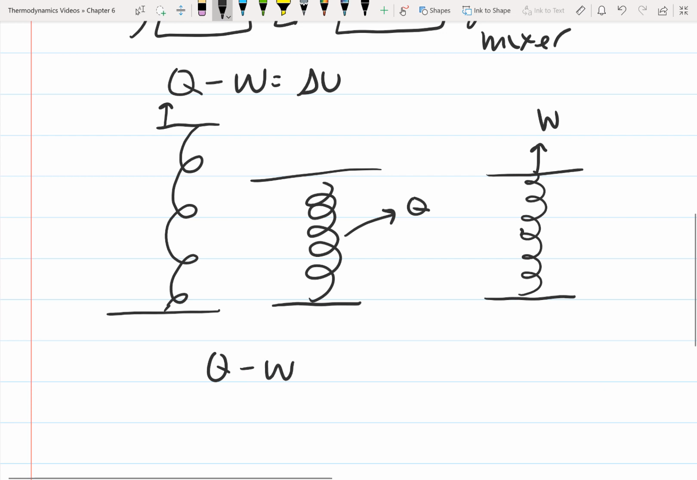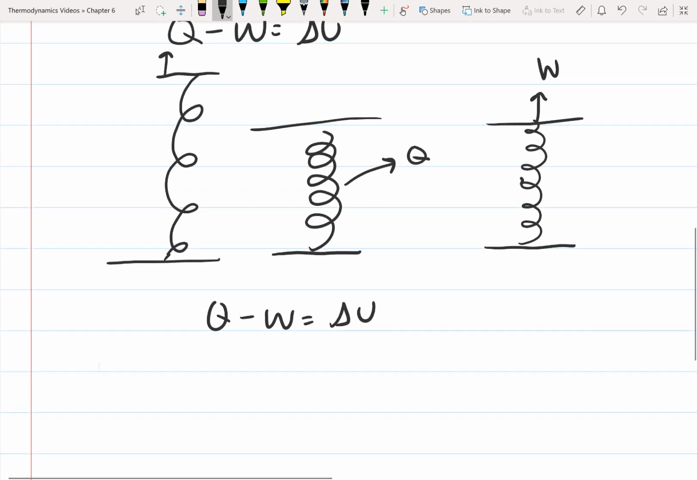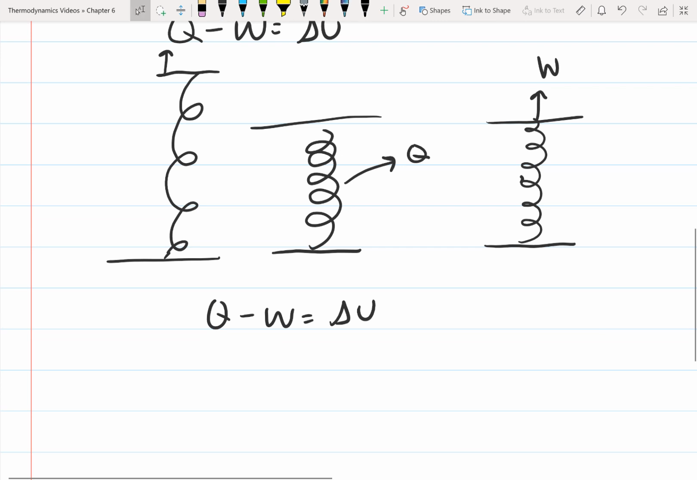If we look at our energy balance again, we have Q minus W is equal to delta U. So if we look at the first law, I don't see any restriction in there that says we can't take that heat and use it to re-stretch the spring. It looks like it could work either way.